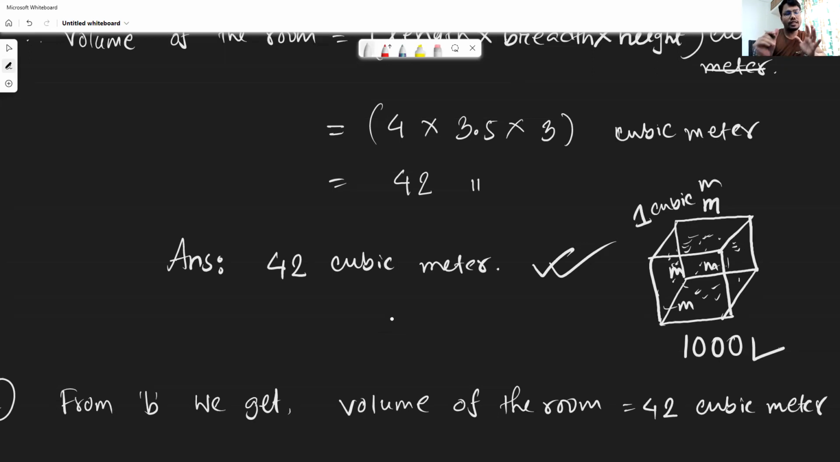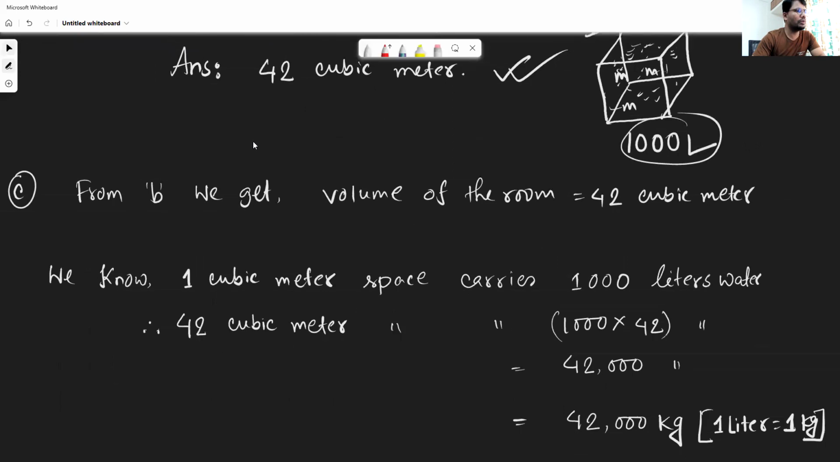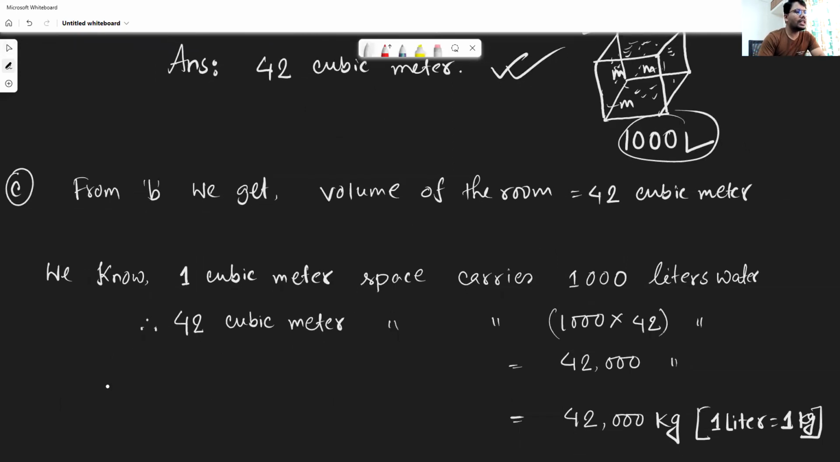So this box, the volume is 1 cubic meter. If the box is filled with pure water, there will be 1000 liter. This is the relation between cubic meter and the weight. So now from part B, we get the volume of the room is 42 cubic meter. Now 1 cubic meter space or container or room carries 1000 liter of water. Definitely the volume of the room is 42, so 42 cubic meter space carries 42,000 liter.